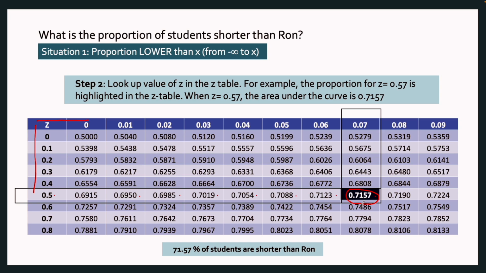What does this value mean? This is a frequently asked question. These values here represent proportions, probabilities. You can change this value into a percentage. It will be 71.57%. But in this case, we write it as this. And since this is a probability, the maximum value for this is 1. So this is the value that we want, and this is the answer.